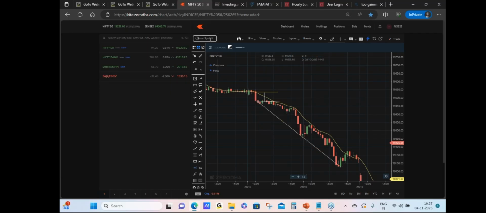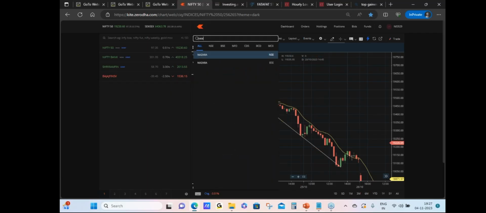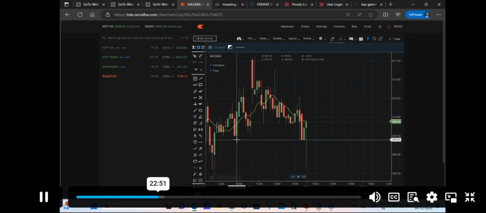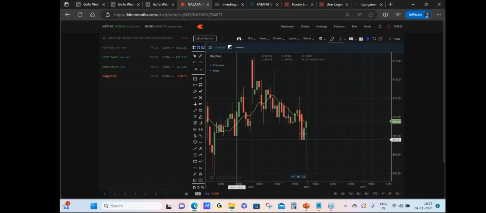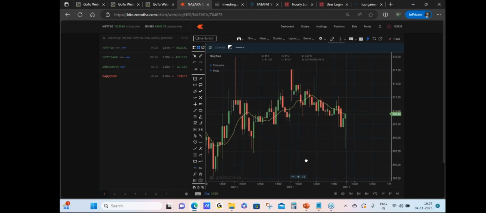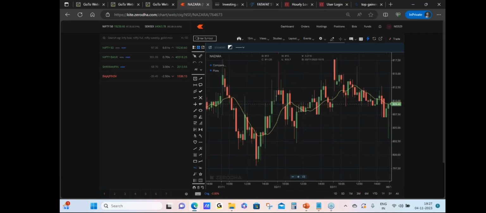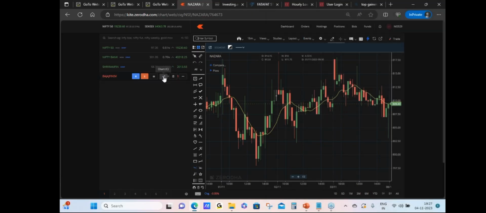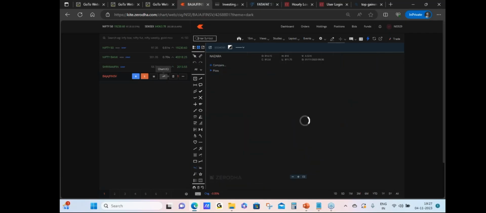Nazara, let me check Nazara. So in this case, see, first of all, don't you think there are too many wicks? There is no proper formation of candles in Nazara, Arunaji, worth trading. These are volatile stocks. Why do you want to trade such kind of stocks when you have such beautiful stocks like Ashwin, sir?